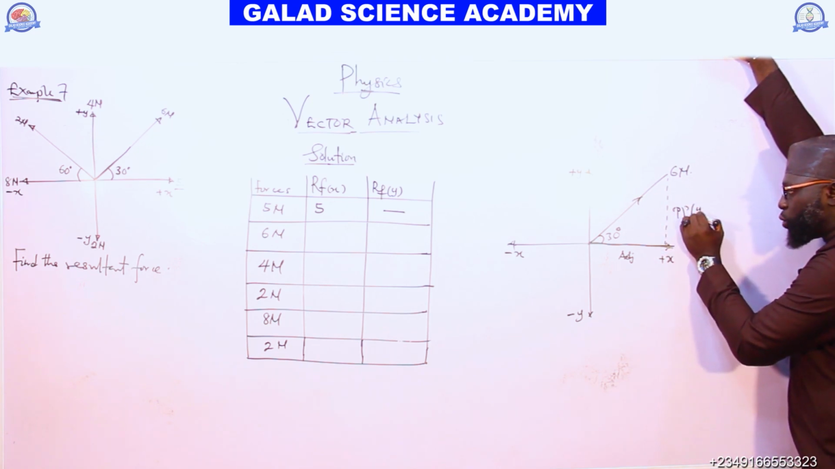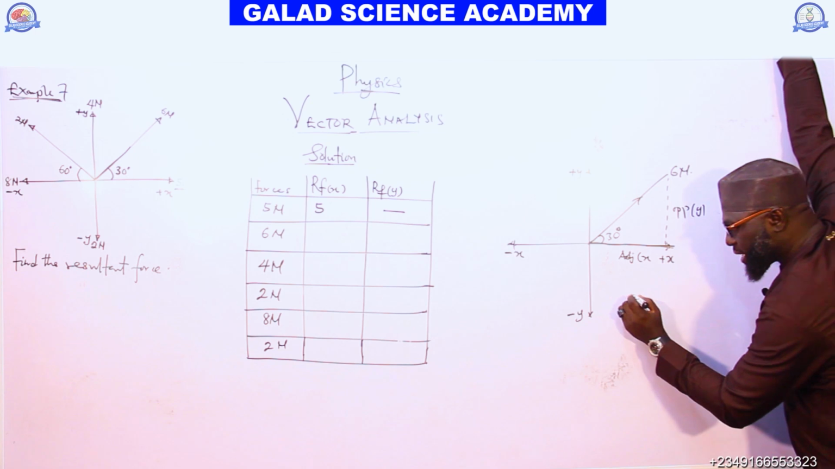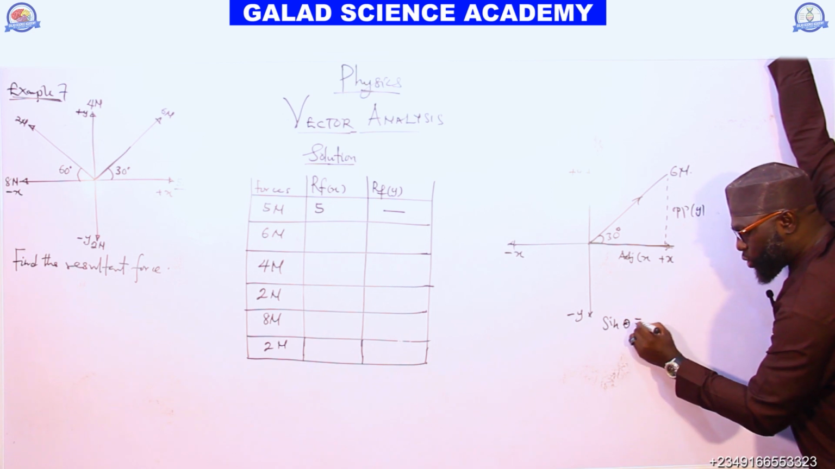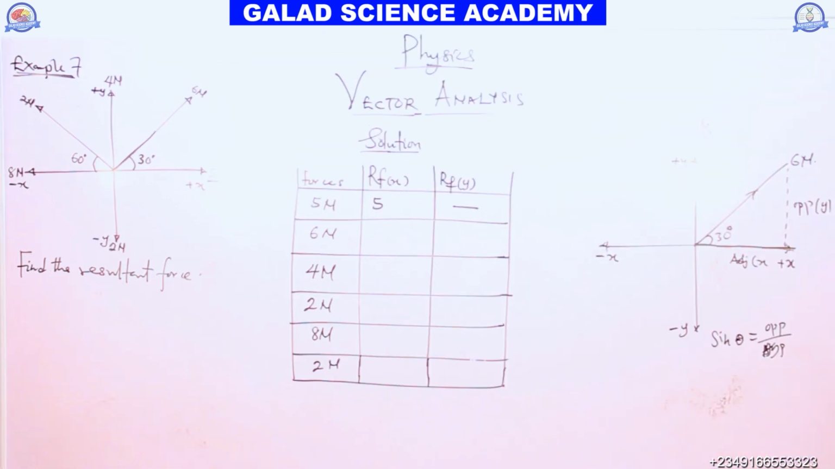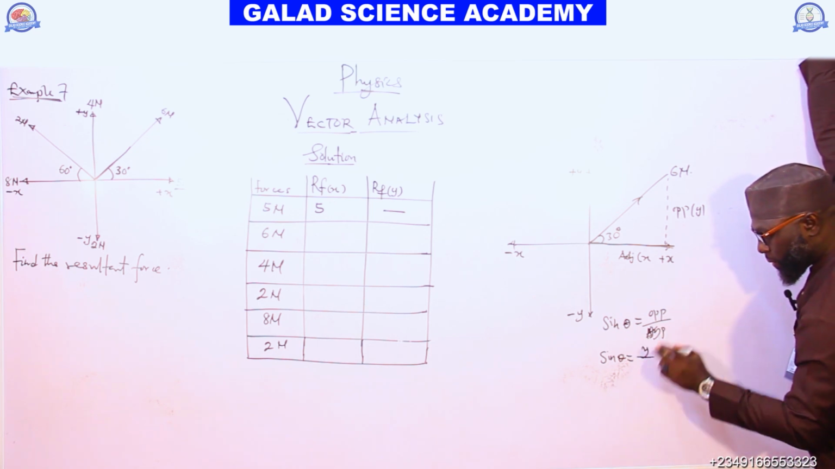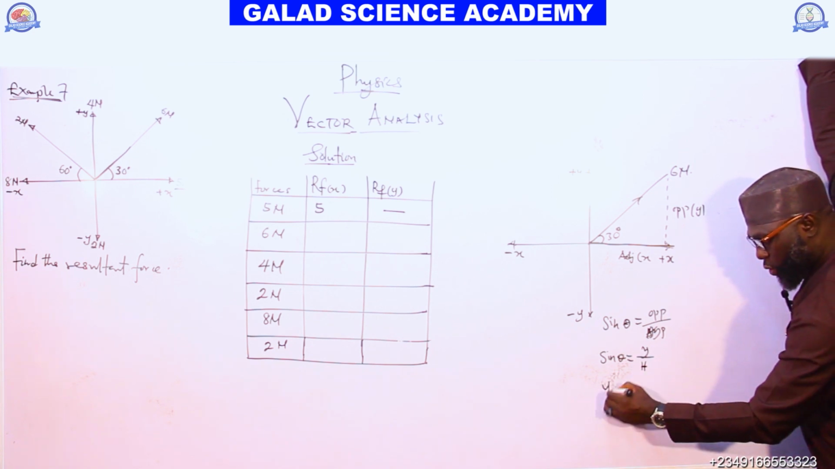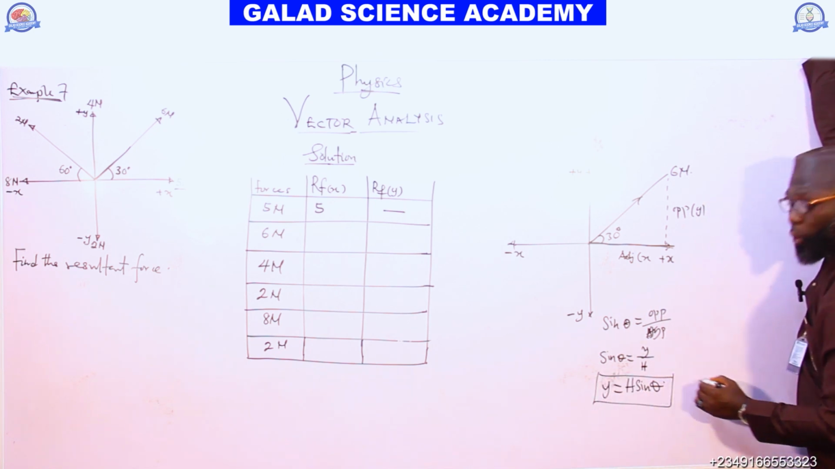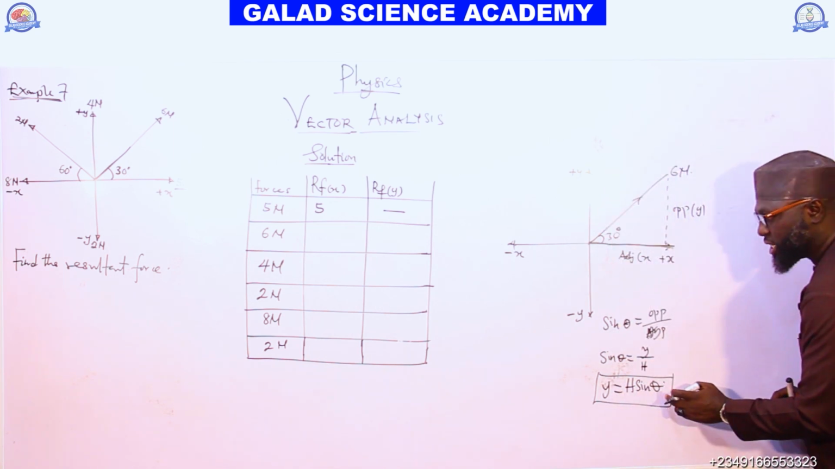To solve for y, the opposite, you can use sine. Sine theta equals opposite over hypotenuse. The opposite here is y, and we call the hypotenuse h. So y equals h sine theta. Whenever you are solving for the vertical axis, we have y equals h sine theta.